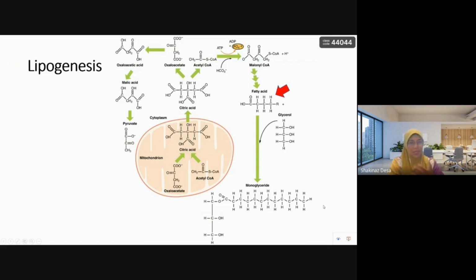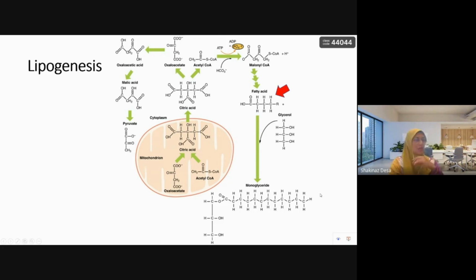Lipid pula, fatty acid. That is where we call it lipogenesis. Pembentukan fatty acid tu dulu, kemudian barulah ada gabungan dengan glycerol to form into fatty lipid. Dia bentuk fatty acid dulu. Bentuk fatty acid, combine with glycerol, barulah jadi lipid ataupun tax tadi tu.